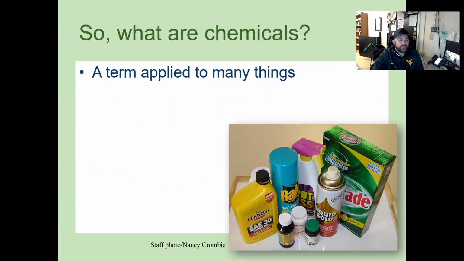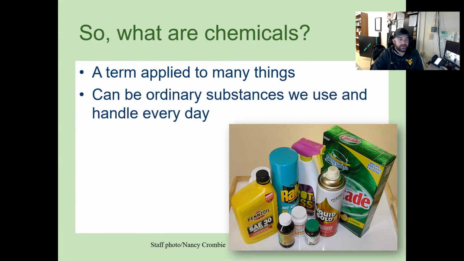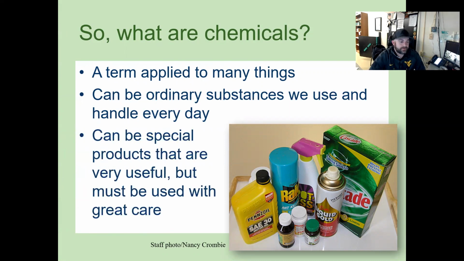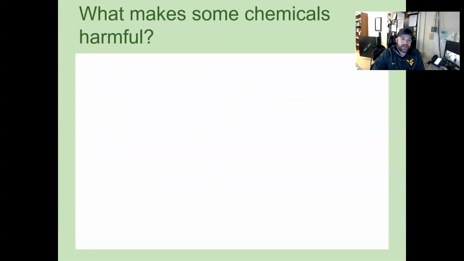So what are chemicals? A term applied to many things. It can be ordinary substances we use and handle every day. It can be special products that are very useful, but must be used with great care. We study a lot about different types of pesticides and other chemicals in here that you need a pesticides license in Pennsylvania to use. And we'll be getting into that a little bit later.